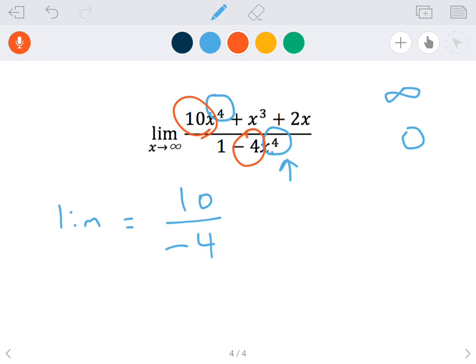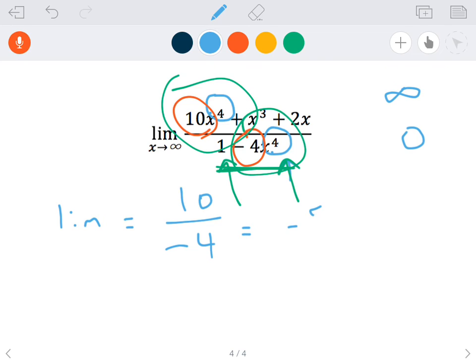Now the reason I like this example is because I don't want you to be fooled by the order, right? We're very used to seeing the highest degree first and then our constants last. Don't let that fool you. No matter where it occurs, you're looking for your highest degrees and comparing those. And so back here I've got 10 over negative 4. That reduces to negative 5 over 2. And that would be my final answer.